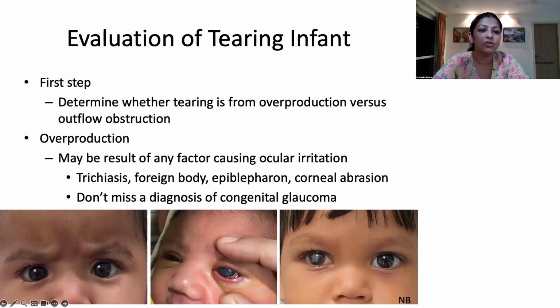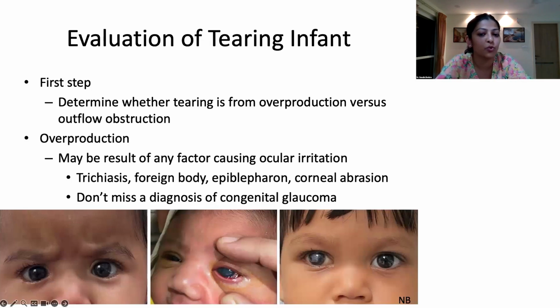So if there is overproduction, when would that happen? When there is reflex watering from the eye. When does reflex watering happen? Whether there is an infection in the eye, or if you look at the first picture in the below panel on the left, you will see that there is an entropion, or what we call an epiblepharon. So when you have an epiblepharon, the lashes are turned inwards and they touch the surface of the eye, and that is when you can have watering.